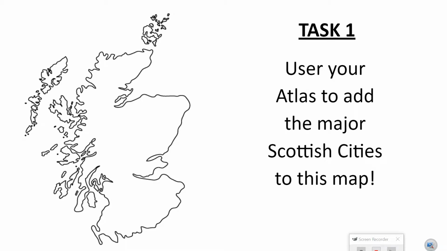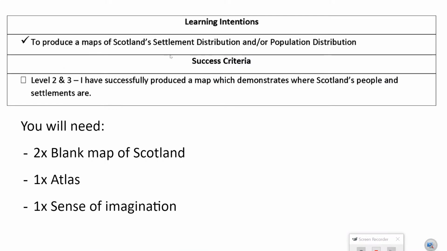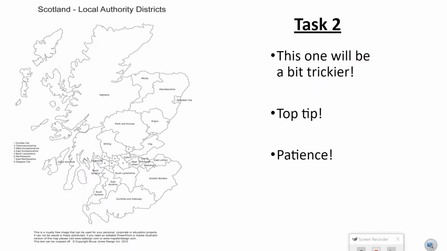And that is the key skill we're looking at today, as you can see from the learning intentions, where we're able to make a map. Level 2 or 3 says you can successfully produce a map which shows where people and towns are, and that's what we're looking for today. Task 2, you will need a bit of patience. It's a lot more tricky, so that is your top tip of the day: patience.